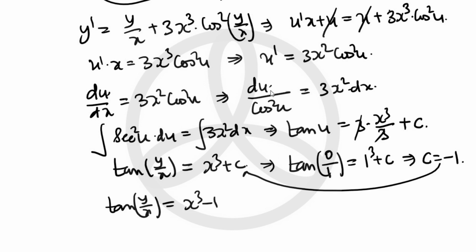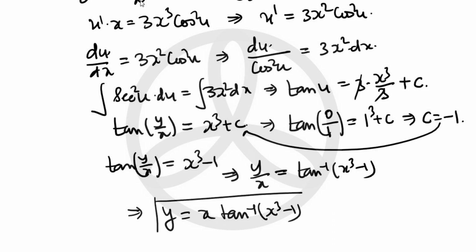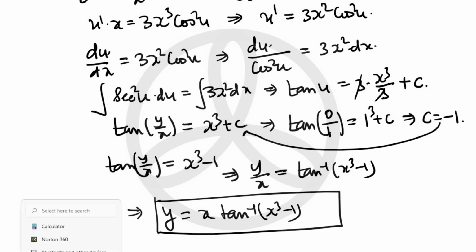And in case you want to separate y, we can do it by taking tan inverse on both the sides, and we will get y/x on the left and tan inverse of x cube minus 1 on the right, and this will again give y is equal to x tan inverse of x cube minus 1. So this is the answer that we get here. This is the answer for question number 17.